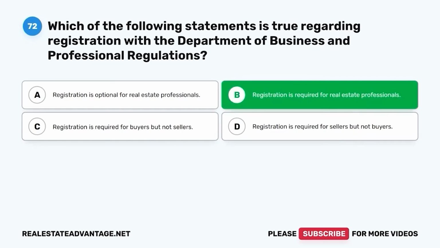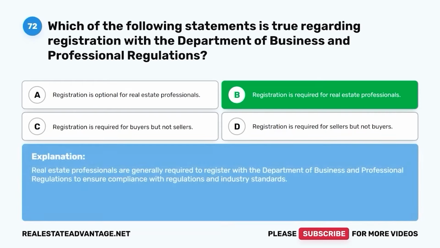Registration is required for real estate professionals. Real estate professionals are generally required to register with the Department of Business and Professional Regulations to ensure compliance with regulations and industry standards.